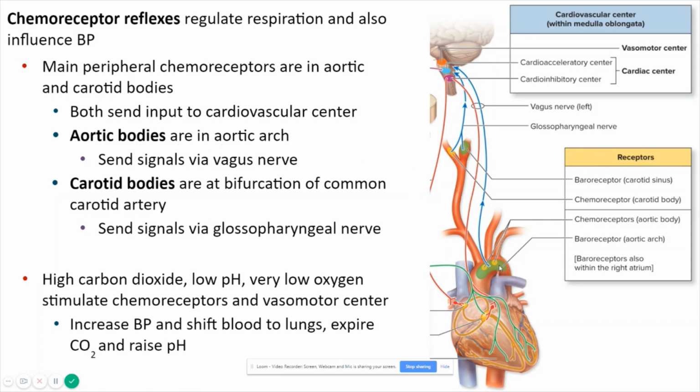As before, these receptors in the aortic arch send signals via the vagus nerve, and the carotid bodies send their signal via the glossopharyngeal nerve. What they're detecting is the level of carbon dioxide, pH, and oxygen. So what would lead to an increase in blood pressure? If you had high carbon dioxide, low pH, or low oxygen, this would cause the receptors to stimulate an increase in blood pressure. It would also cause some changes in your respiratory system so that you would expire more CO2 and end up raising your blood pH.